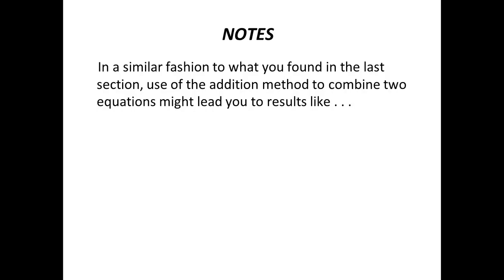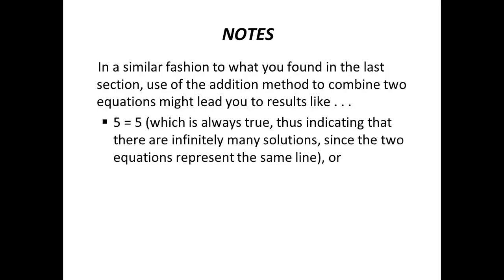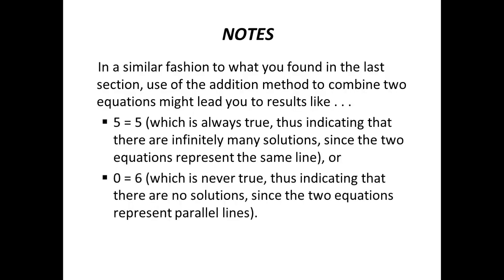Notes. In a similar fashion to what you found in the last section, using the addition method to combine two equations might lead you to results like the following. For instance, if you end up with a statement like 5 equals 5, which of course is a true statement, this indicates that there are infinitely many solutions to the system, since the two equations represent the same line. Or a possibility is that you end up with a statement like 0 equals 6, which of course is never true. This indicates that there are no solutions to the system since the two equations represent parallel lines.